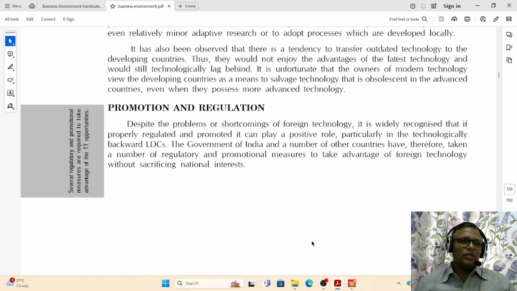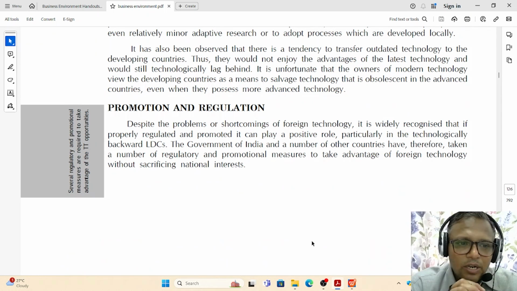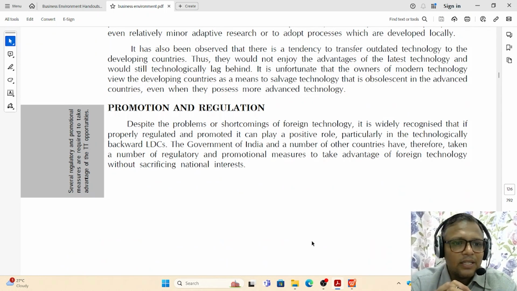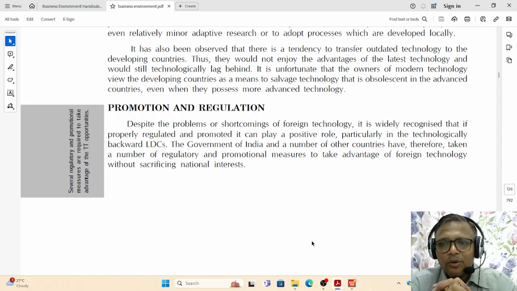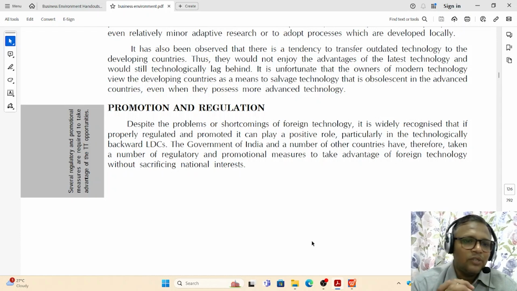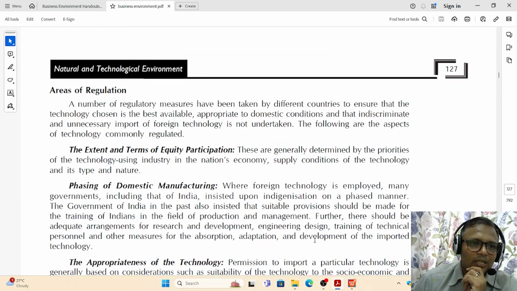Now, the next part is promotion and regulation. Despite the problems and shortcomings of foreign technology, it is widely recognized that, properly regulated and promoted, it can play a positive role, particularly in technology-backward LDCs. Thus, the government of India and a number of other countries have taken a number of regulatory and promotional measures to take advantage of foreign technology without sacrificing the national interest.